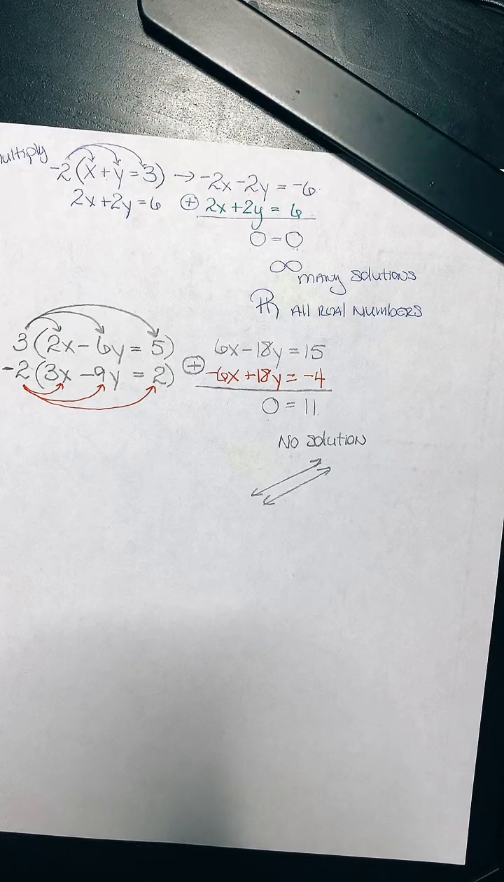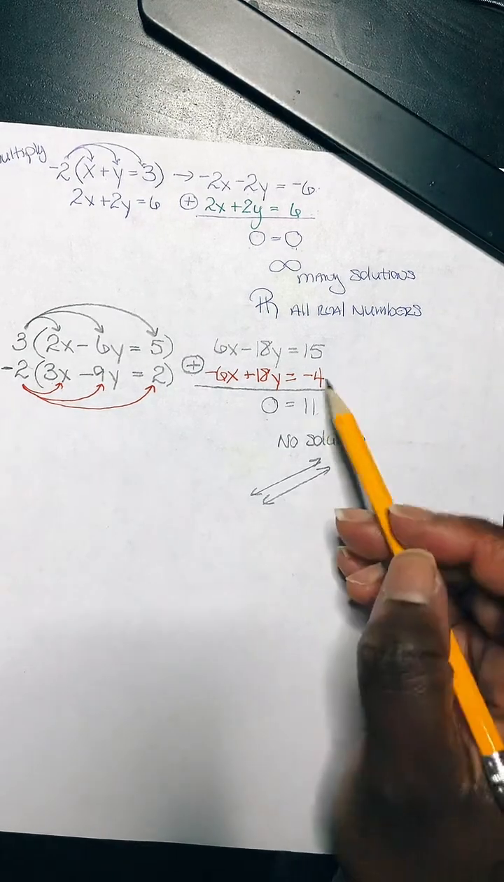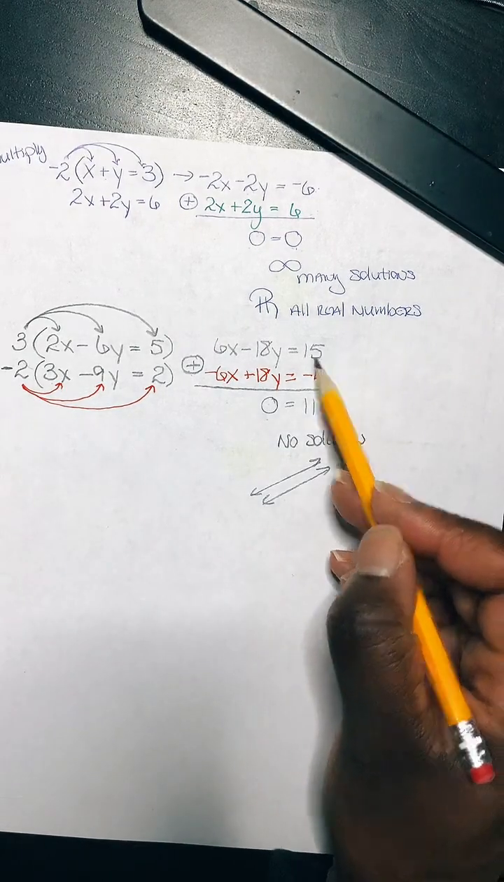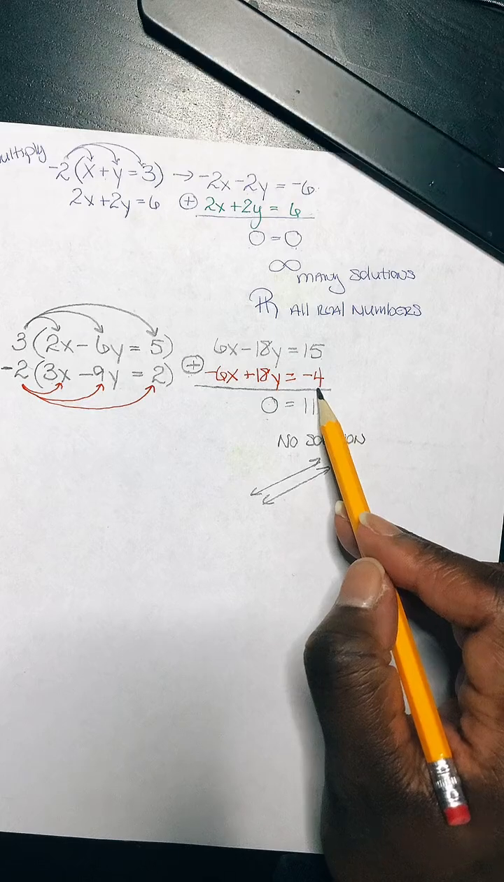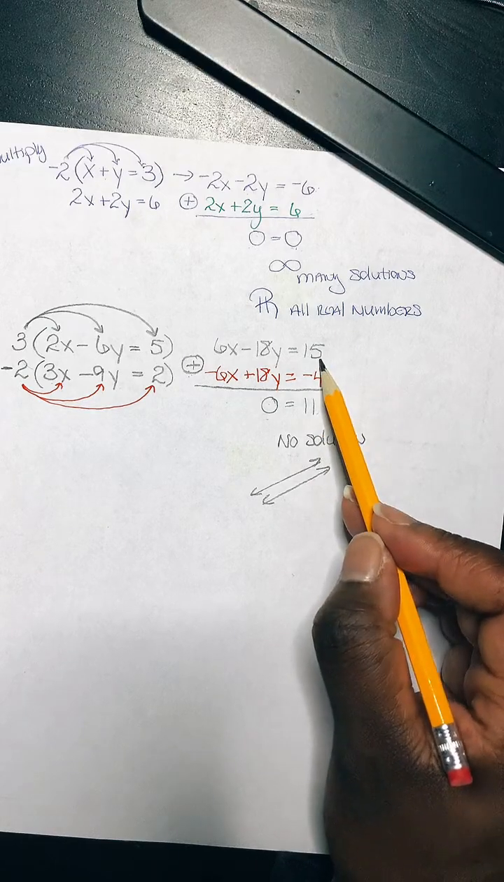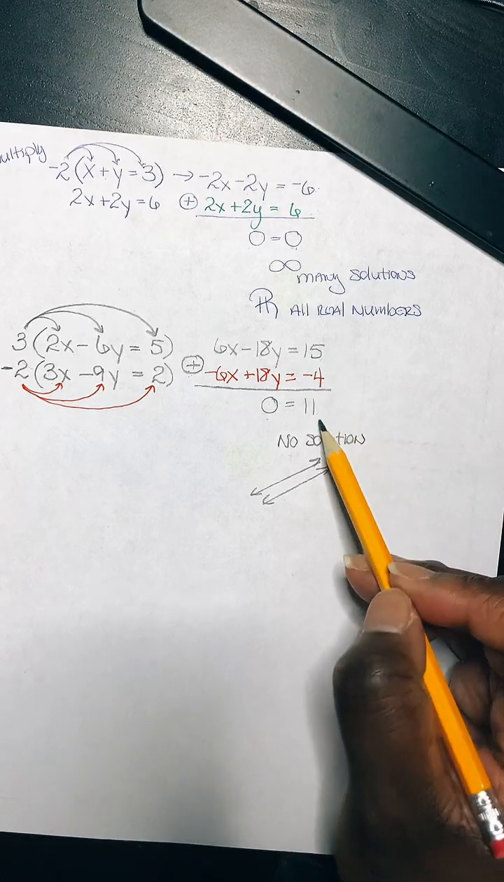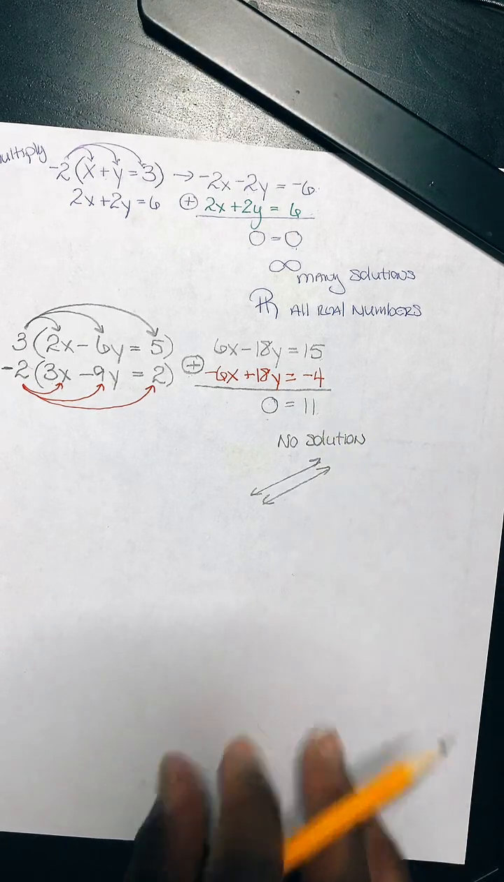Would that be a -11? No, because since we're adding, it's a +15 plus a -4. So if you have $15 and you wanted to spend $4, you have $11.